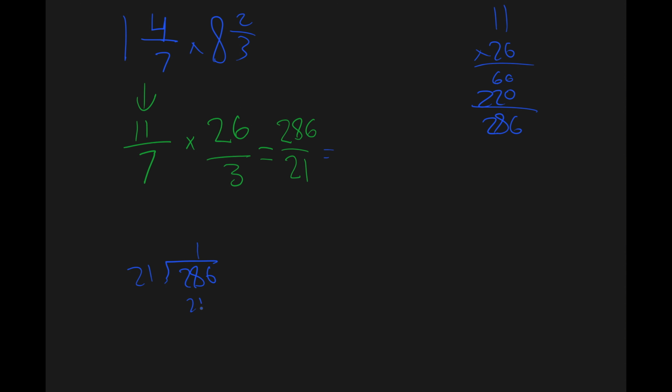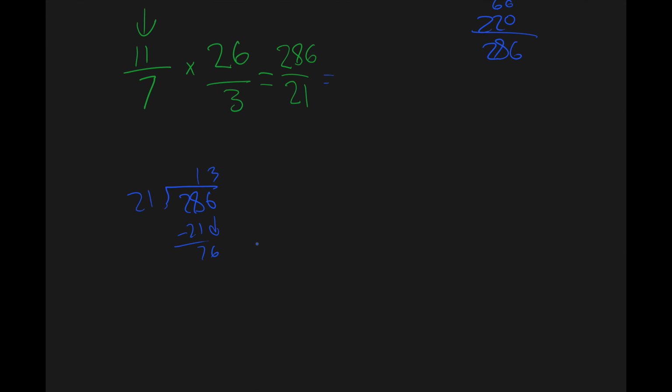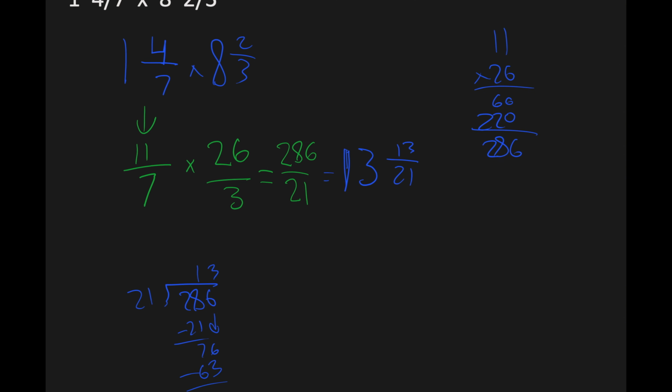So, 21 goes into 28 once, then we bring down the 6. That's about 3. Yeah, 3. More space. So I'm just doing a lot of this today. So 21 times 3 is actually 63. So 13 times with the remainder of 13. Okay? So it is 13 and 13/21. Okay, so that's our answer because 13 is a prime number. We can't simplify this anymore.